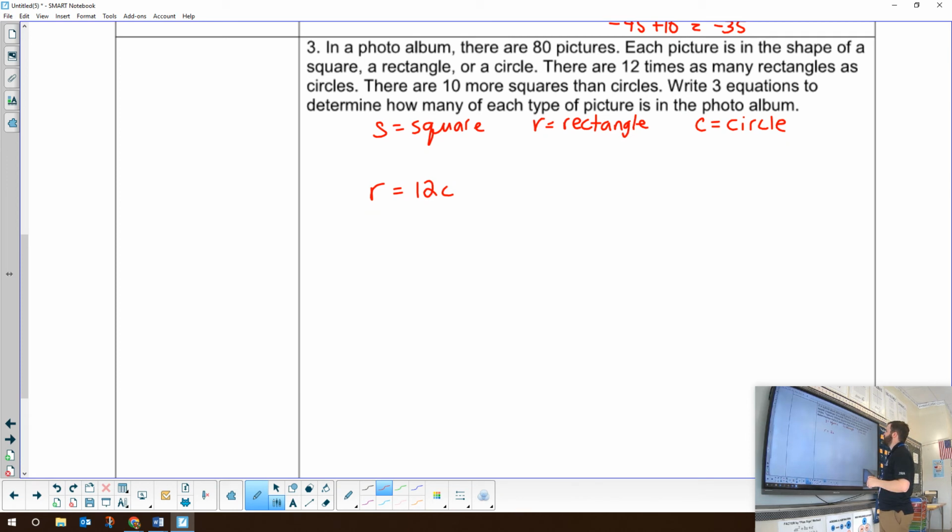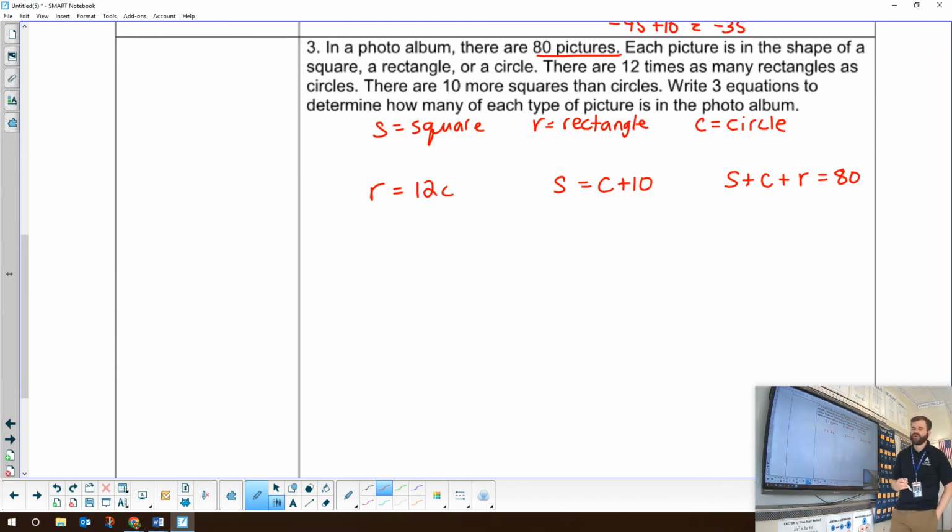And the second equation, there are 10 more squares than circles. So my squares equals my circles plus 10. Okay? All right, and then my last equation. So then write three equations to determine how many of each type of picture are in the album. Well, my last equation is very simply just going to be, I have 80 pictures total. So that means that square plus circle plus rectangle equals 80.